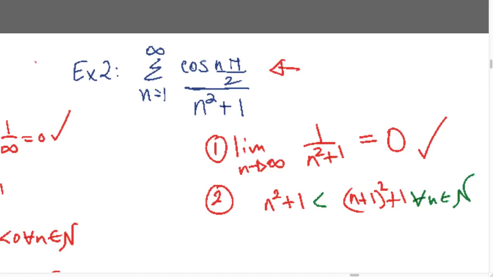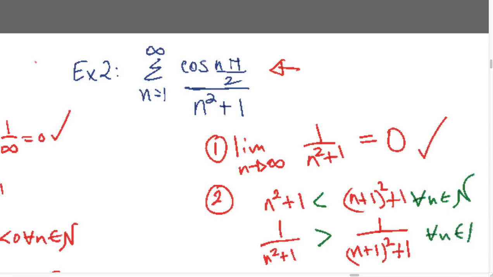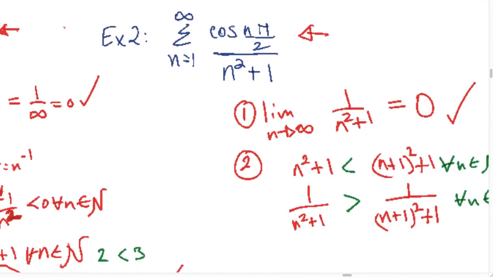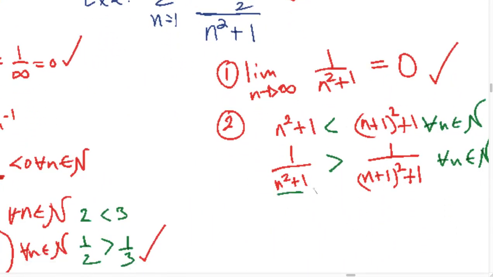And then if I take the reciprocal of both sides, then I have the inequality changing direction, and also for all n natural numbers. And what I've done is, again, proven that the first term is always greater than the next term, so therefore it's decreasing, which is the second condition.